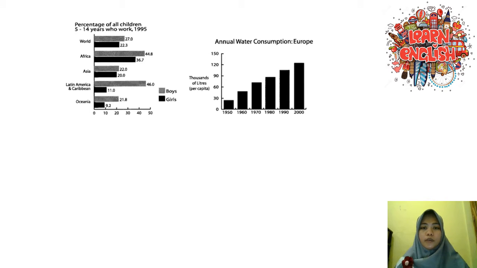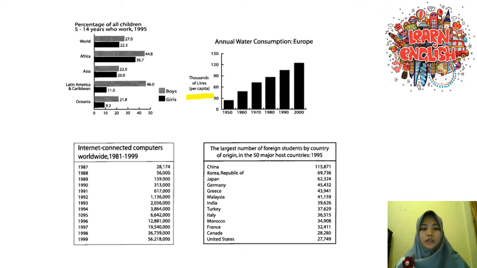And for this one, it is about annual water consumption in Europe. Okay, it is presented year by year, per 10 years. And then for the vertical axis, you have the information about thousands of liters per capita. This is the table, yeah. It is an example of a table which shows the internet connected computers worldwide from 1981 to 1999. It is presented based on the year, and I think it is the number. Okay.